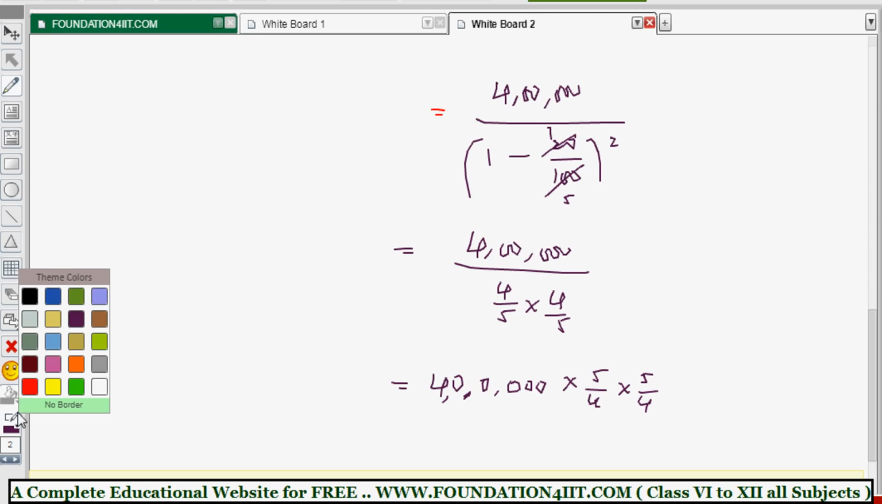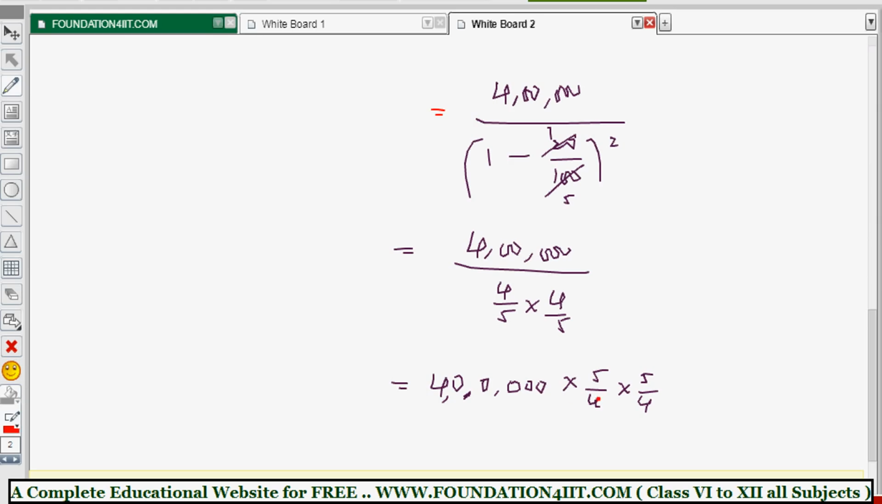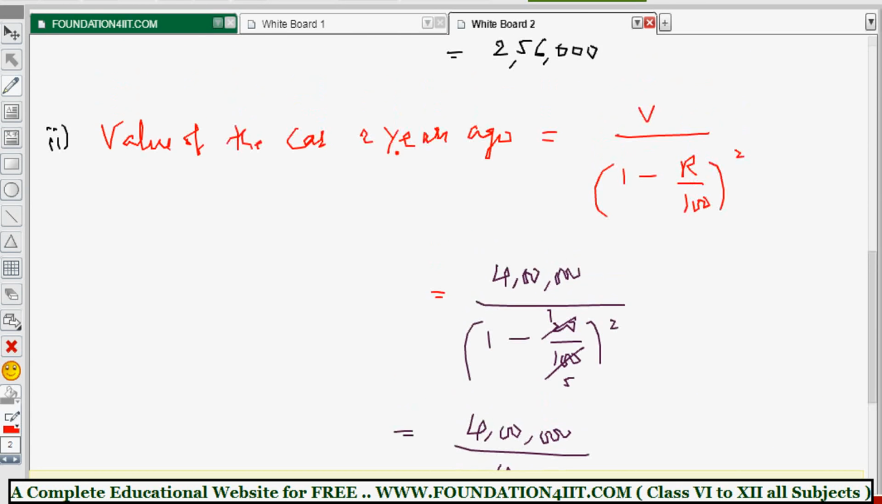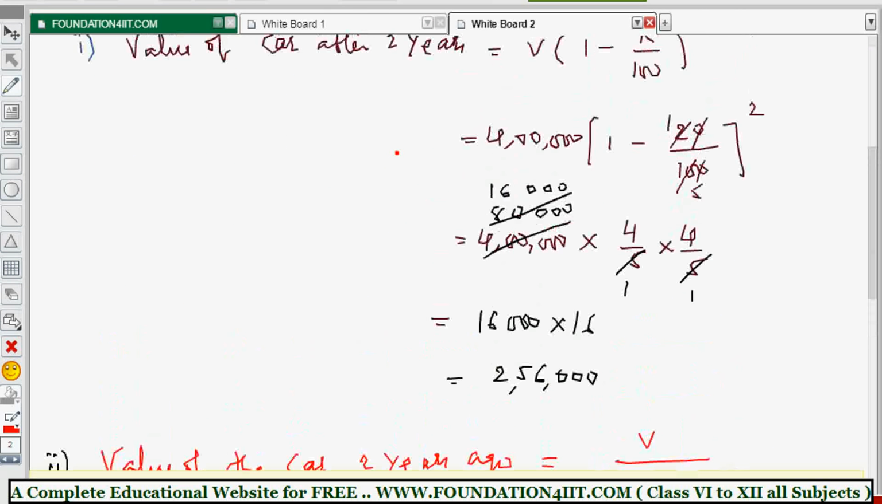Then you can do cancellation. 1 lakh. Again if you multiply with the 4 table, 4 2s are 8, 4 5s are 20, 25,000 into 25. Then value is 6,25,000. Yes. So indirectly 6 lakhs 25,000. So 2 years before the cost of the car is 6 lakhs 25,000. Then present is 4 lakhs. Then after 2 years it becomes 2 lakhs 56,000.